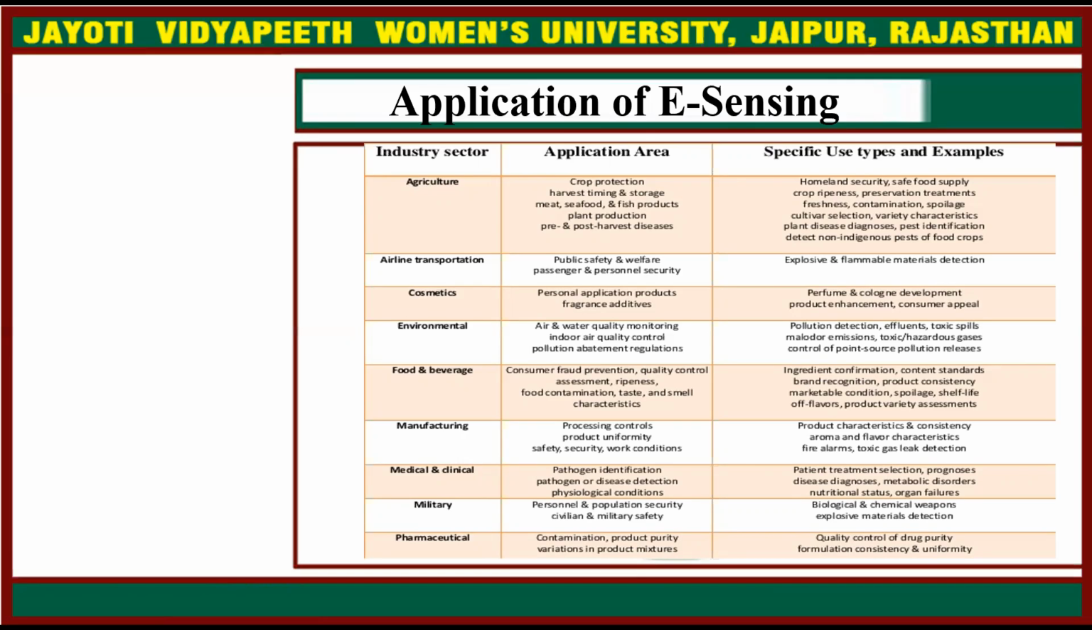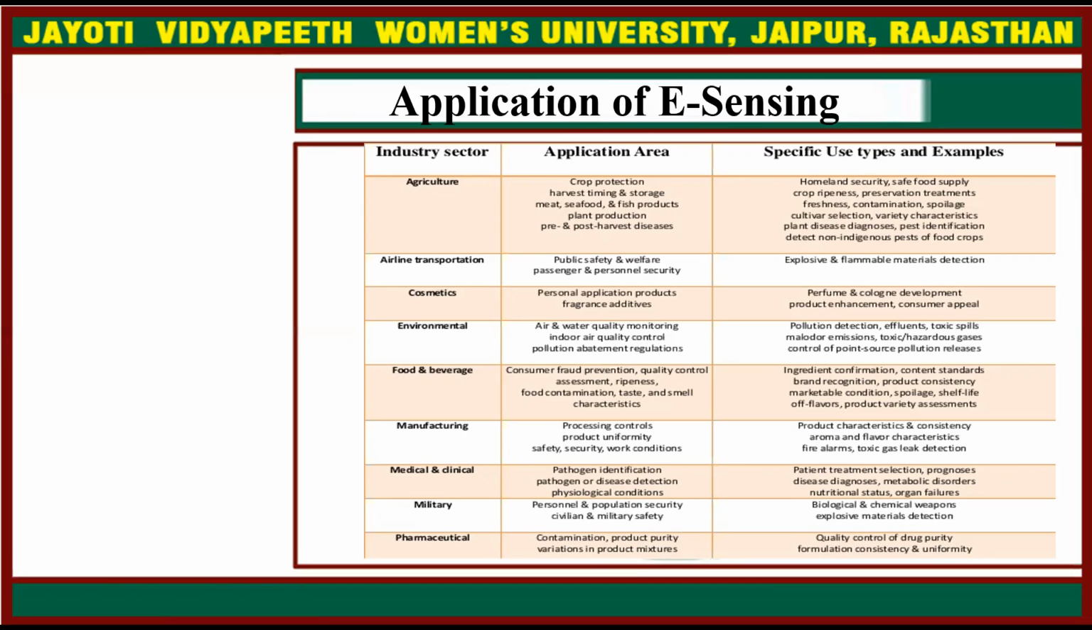Then environmental industry: air and water quality monitoring, indoor air quality control, pollution abatement, regulations. Examples of these use types are pollution detection, effluents, toxic spills, malodor emissions, toxic and hazardous gases, control of point source pollution releases.